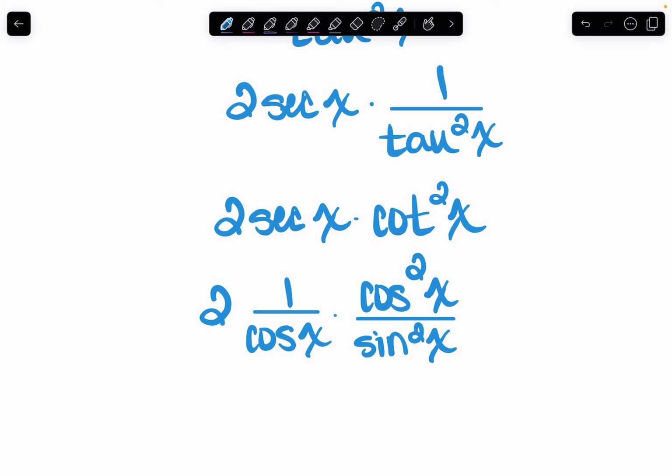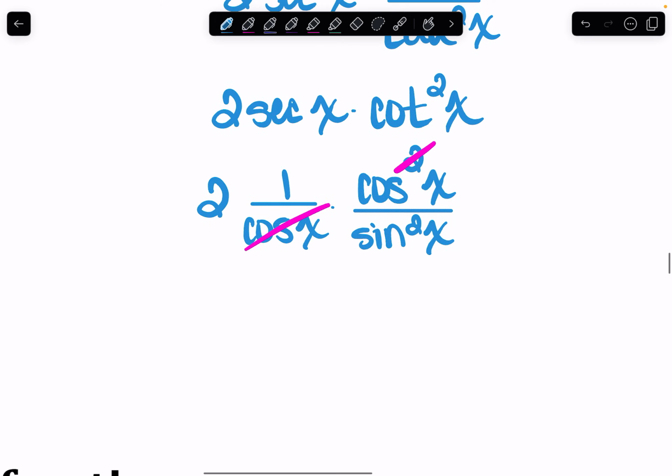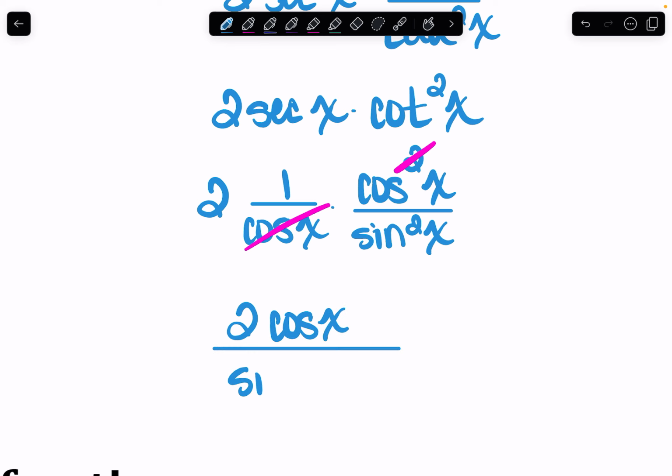Those reciprocal and quotient identities work for powers as well. So when I look at this, I have 2 powers of cosine on top, 1 power on bottom, so I can take it out, and that gets us to 2 cosine x over sine squared x.